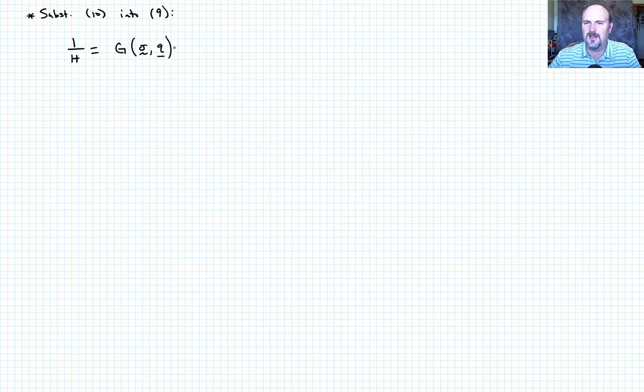So we can just substitute equation 10 into 9. All we're doing is using the definition of the plastic modulus to write that 1 over H is equal to G, and I'll keep writing it as a reminder that it is or could be a function of stress and the internal variables, times 4/9 times sigma 1,1 squared. We'll call that equation 12.